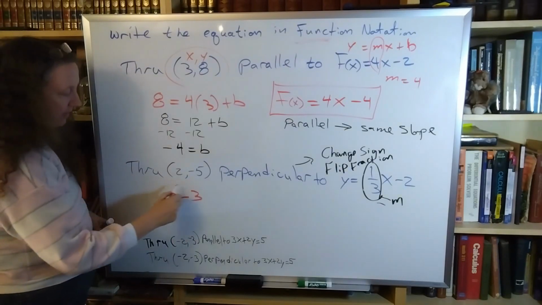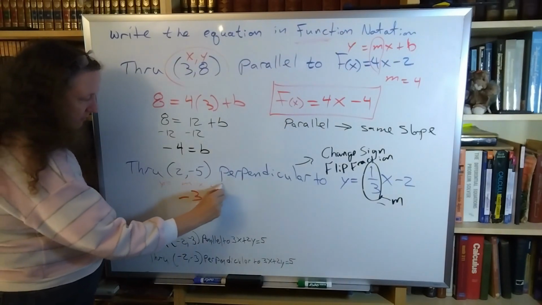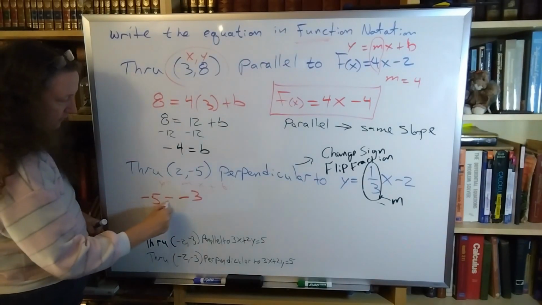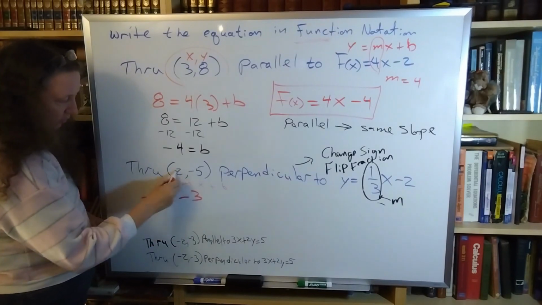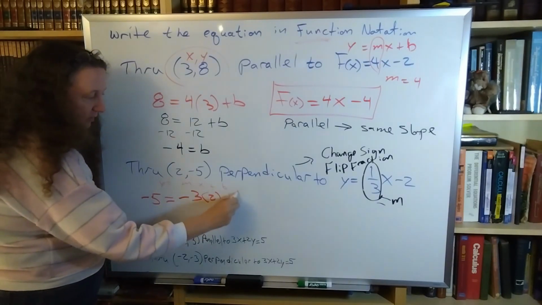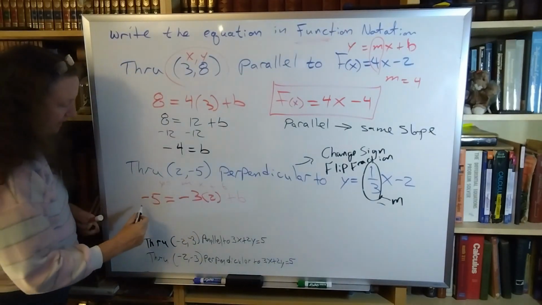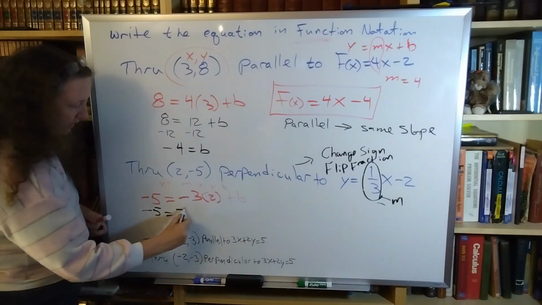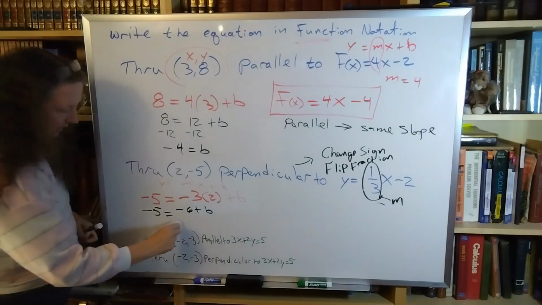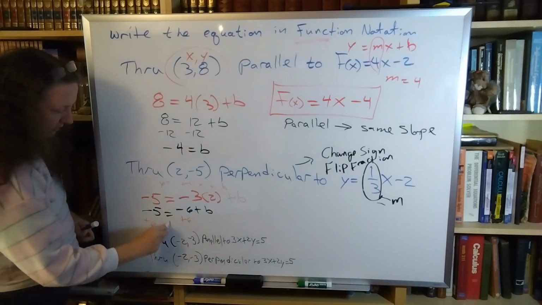And I have my y equals mx plus b, so that's my m. My y is negative 5. There's my m. My x is 2. Plus b. I don't know what b is, so I leave that as just plus b. So I have negative 5 equals negative 6 plus b. Add my 6 over, and I get 1 is b.